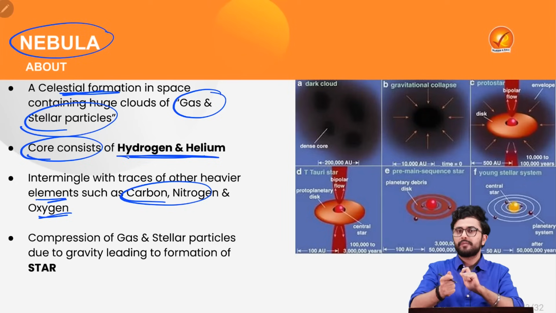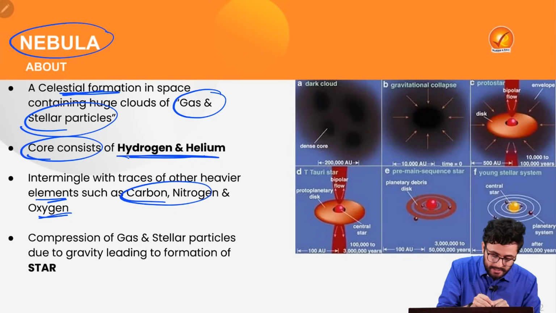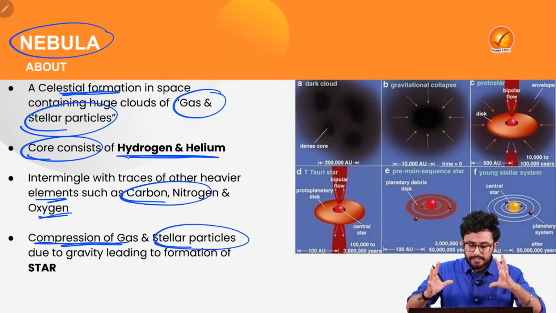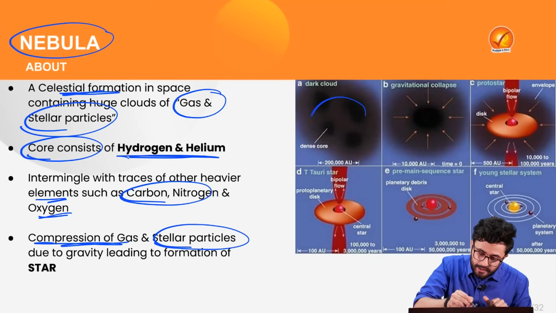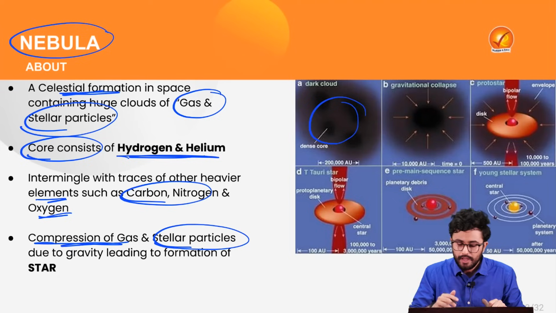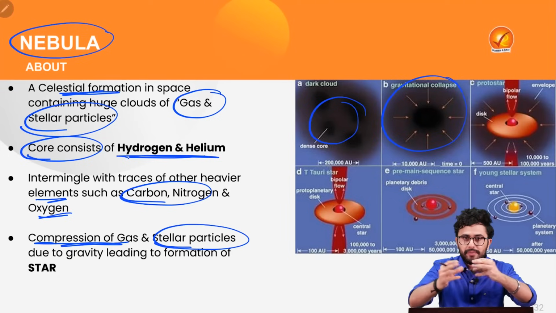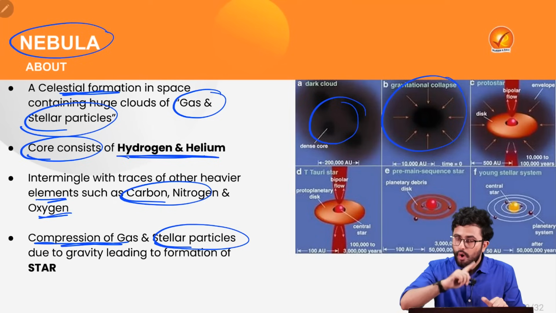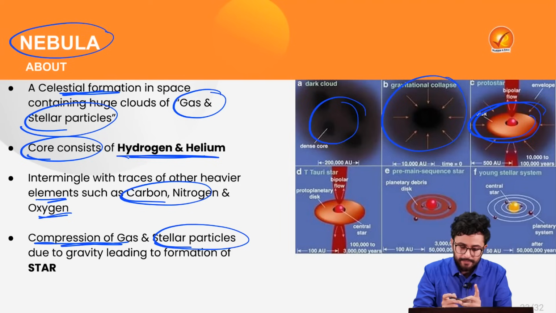Because of such intermingling, due to the force of gravity, there takes place the compression of gas, and these stellar particles start coalescing into a space. As you guys can see here, first there was a dense core. Then there led to the gravitational collapse because of the intermingling of different elements. Over a period of time, there starts a formation of a disk.